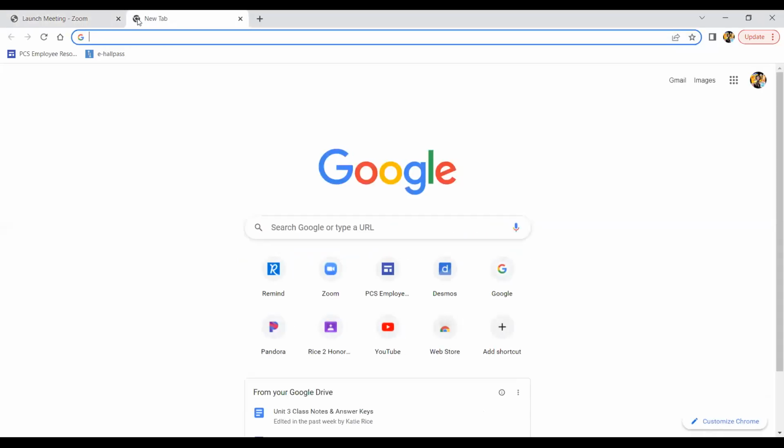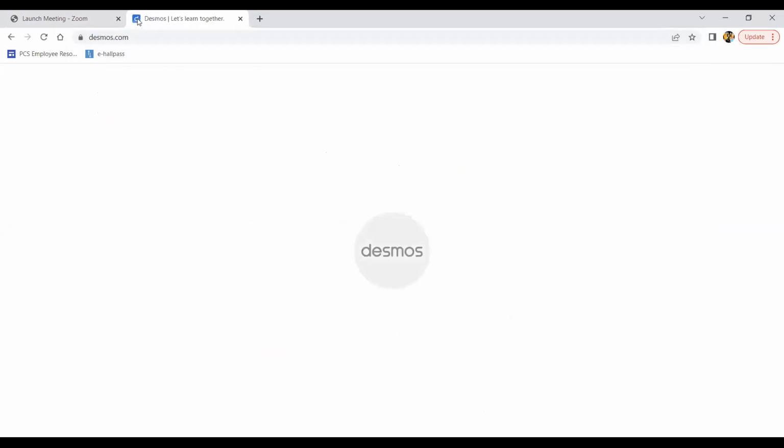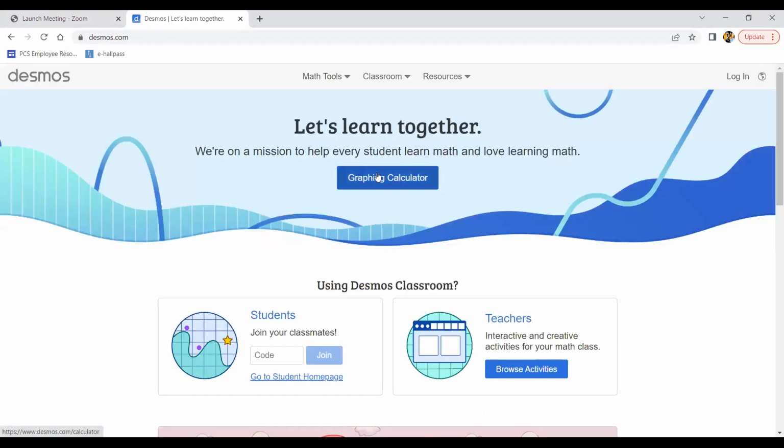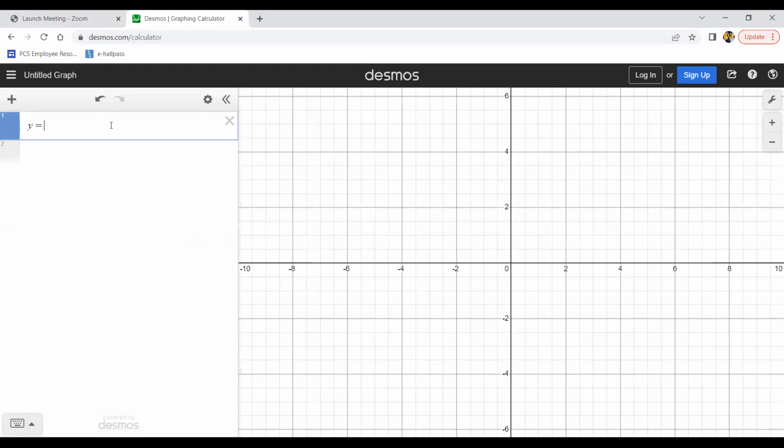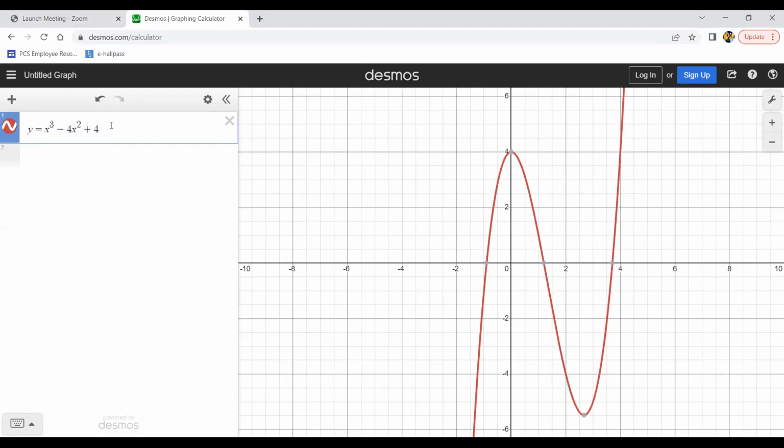So we're going to go ahead and go to the internet, and we're going to open up a Desmos web page in our browsers and go to the graphing calculator. We're going to type in this equation. So x to the third minus 4x squared plus 4. And remember, in Desmos, you can type the y equals or not type the y equals. Desmos is fine either way. So if I deleted that y equals, Desmos would keep the same graph. So it doesn't really matter.